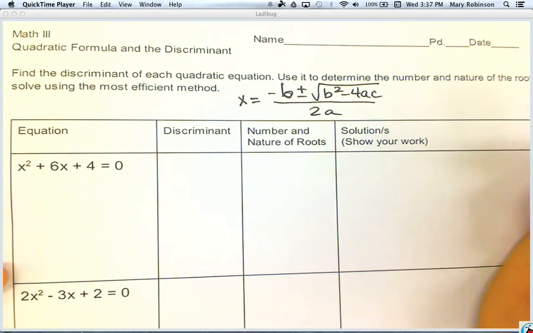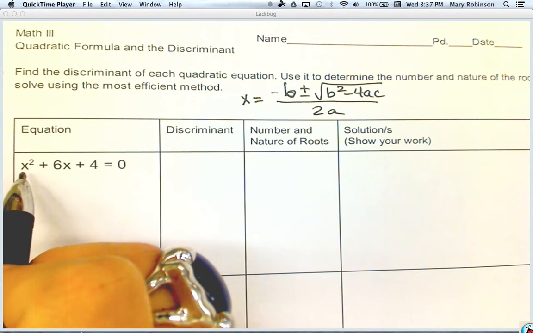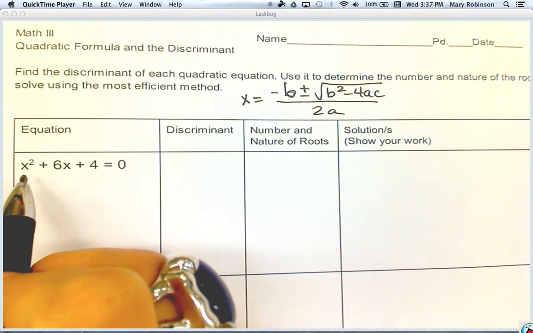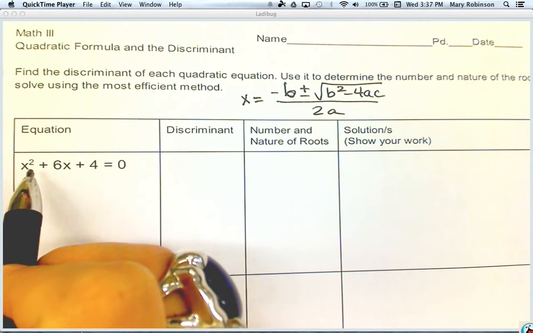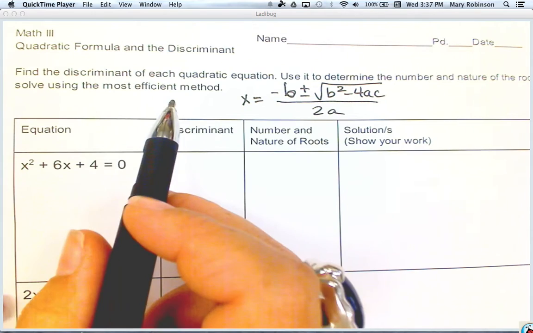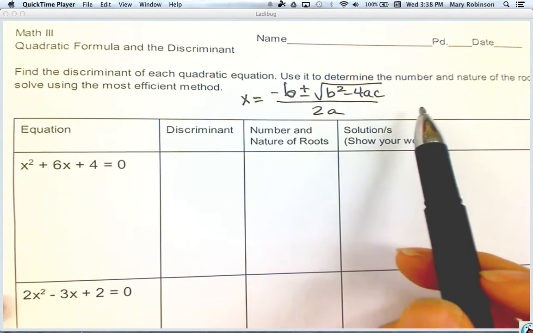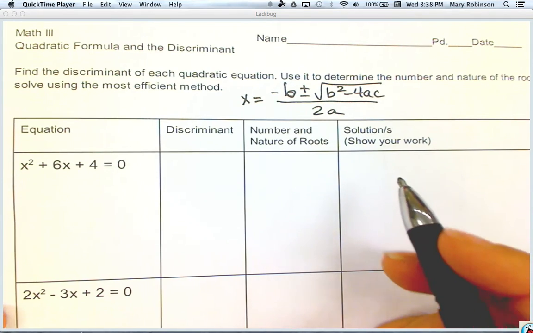So if you read the instructions, it says find the discriminant of each quadratic equation. Well, please remember that we know an equation is quadratic when the highest degree is 2. Because we have the term x squared and that's our highest degree, we know it's a quadratic equation. It says to find the discriminant of the quadratic equation and then use it to determine the number and nature of roots and then solve it.